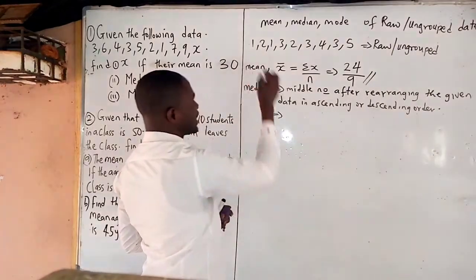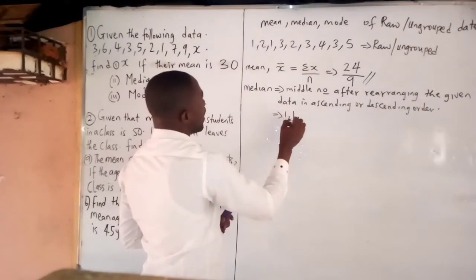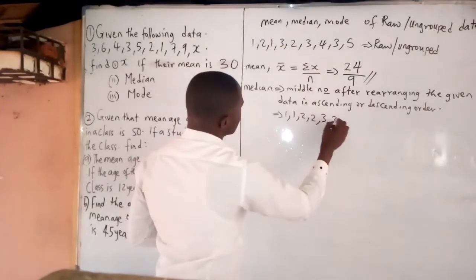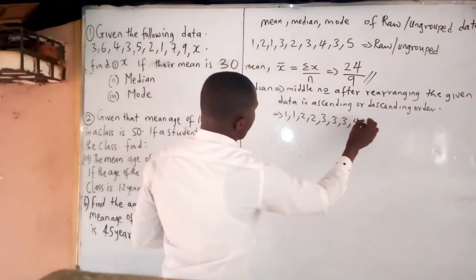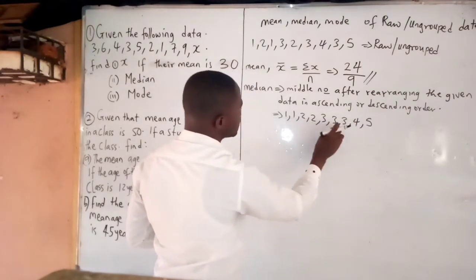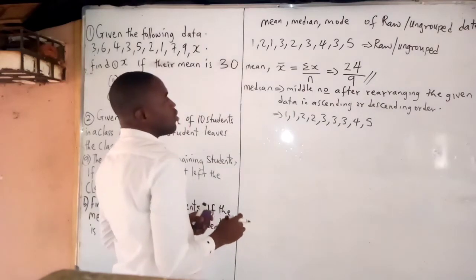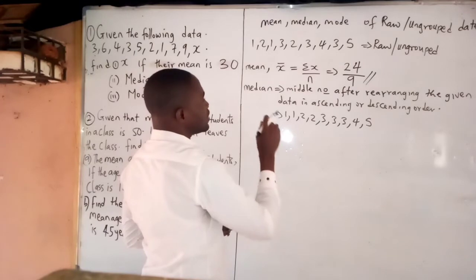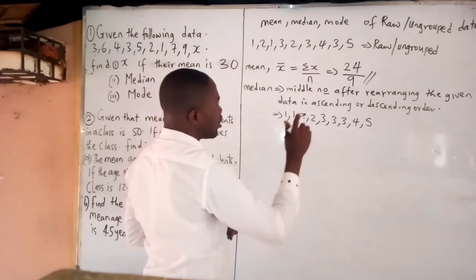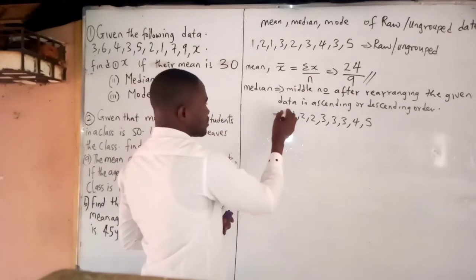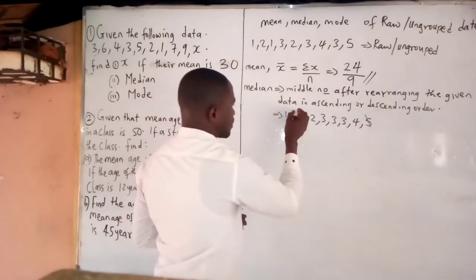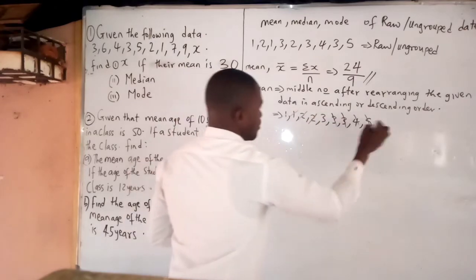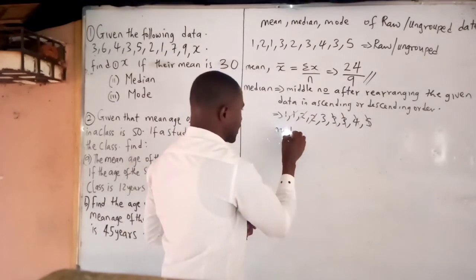Now, let's arrange in ascending order. 1, 1, 2, 2, 3, 3, 3, 4, and 5. 1, 2, 3, 4, 5, 6, 7, 8, 9. Now, what will be our median, that is the middle number after rearranging in ascending or descending order. Cancel from both ends. Median equals 3.